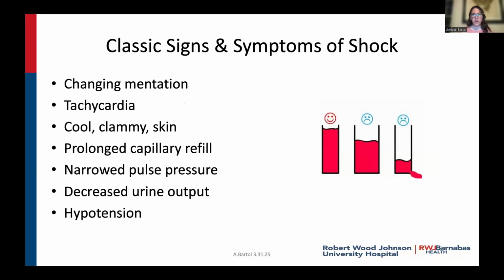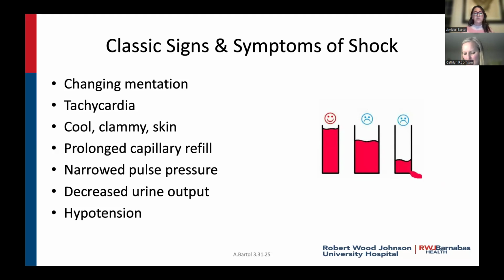So what does it look like when someone comes in hemorrhagic shock or in shock in general? They're probably going to have some sort of altered mental status, like we talked about. They're becoming more altered as they lose volume, increasing tachycardia. They're going to have decreased urine output, narrowed pulse pressure, prolonged cap refills. They're going to be cool, clammy, moist, and obviously have hypotension.